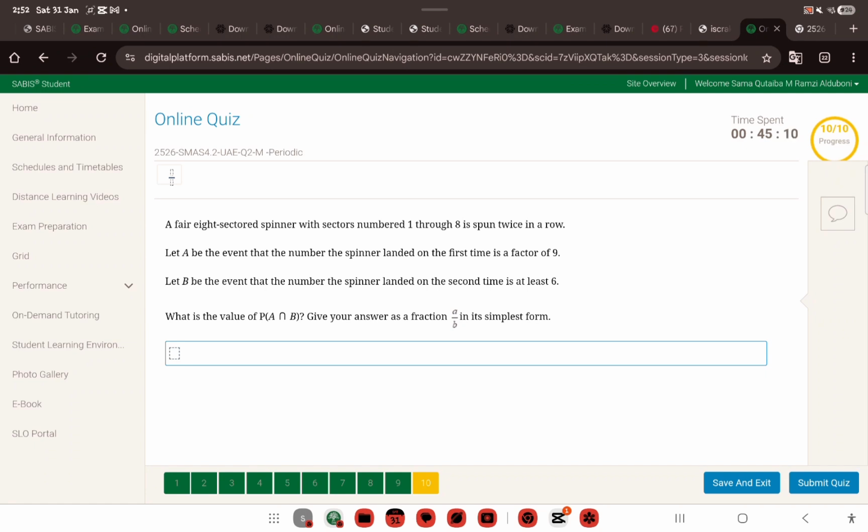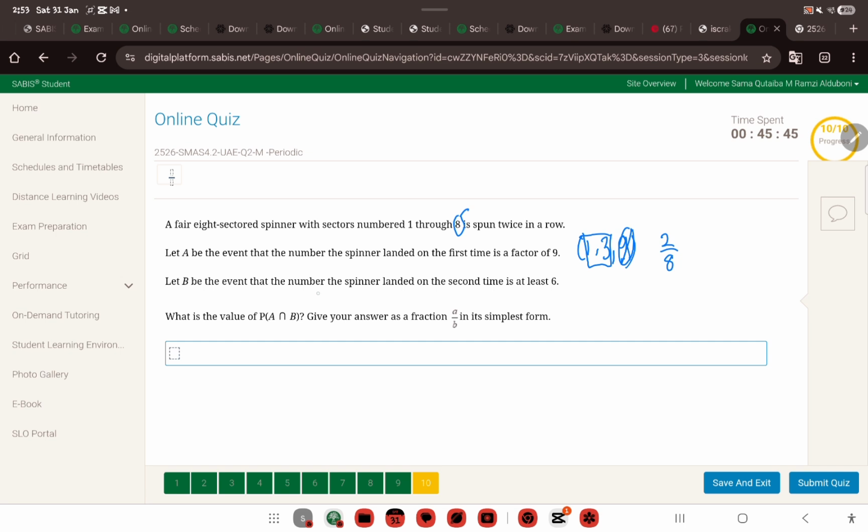Okay, a fair 8-sectored spinner with sectors numbered 1 through 8 is spun twice in a row. Let A be the event that the number the spinner landed on the first time is a factor of 9. What are the factors of 9? We have 1, 3, and 9. But we cannot choose 9 because the spinner only has 8 sectors. So we can only choose 1 and 3. So it's 2 over 8.